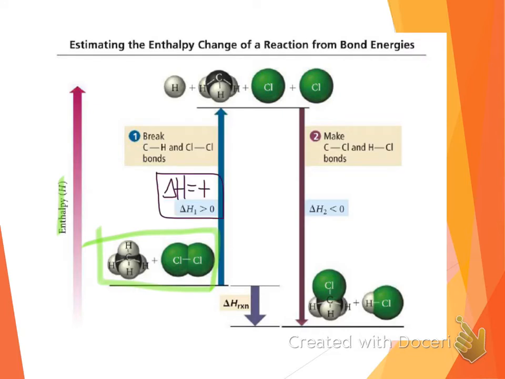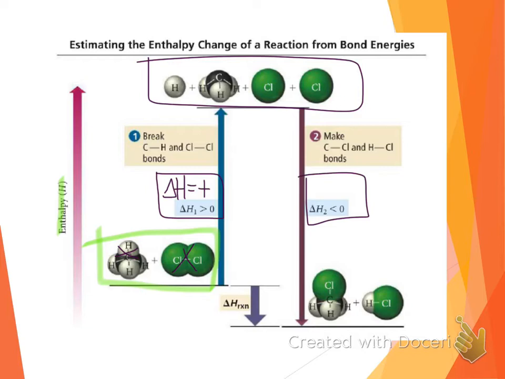Breaking bonds is an endothermic process, so it's going to take energy to break one of these C to H bonds and one of these C to L bonds to form those intermediary products that we see there. Once we've broken those bonds, we're able to make our new bonds. Making new bonds is an exothermic process, so we're going to form the new carbon to chlorine bond and the new hydrogen to chlorine bond. Energy is going to be released whenever those new bonds are formed.